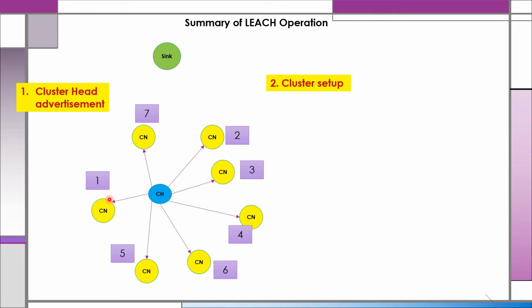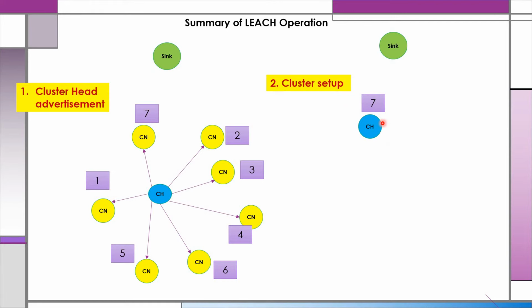So this particular node's energy availability is 1 unit. This node's energy availability is 5 units. Likewise, we can see the corresponding energy available in each and every node. The highest energy available is in this particular node, that is 7. So there is a chance for it to become the cluster head, because this node has the highest energy. So this node will become the cluster head.